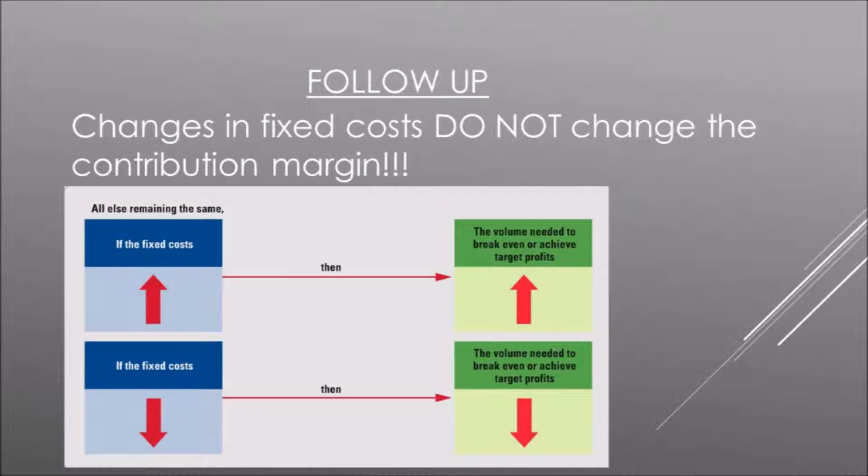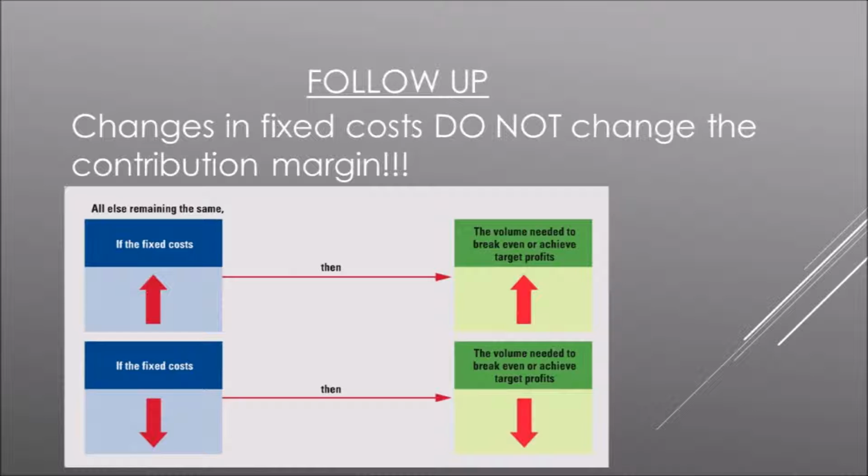What else can we do? We could change our fixed costs. The important thing to remember about changes in fixed costs is that it does not change the contribution margin. However, it will change the volume we need to hit our break-even point. When fixed cost goes up, the volume we need to sell goes up. When it goes down, the volume we need to sell goes down.